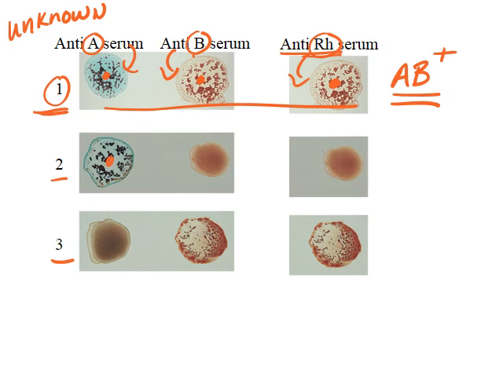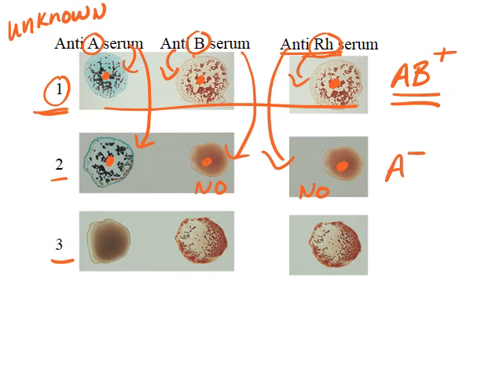So now, second unknown, I put a drop of blood on all 3. I add anti-A, and I see that it's positive. That means A has to be present. What about anti-B? Nope. What about anti-Rh? Nope. So this person has A negative blood.